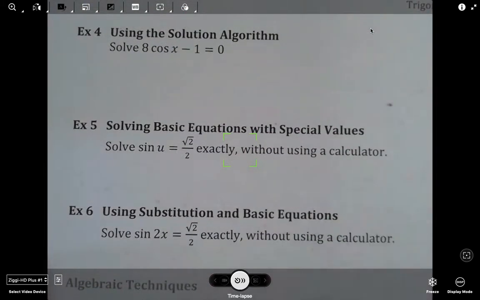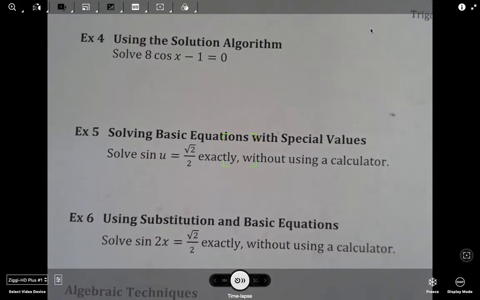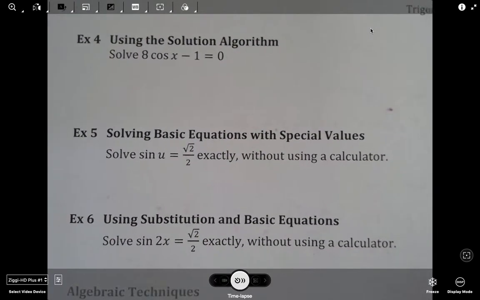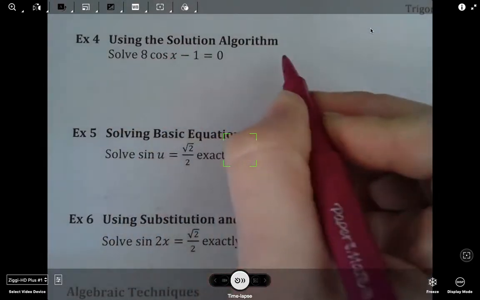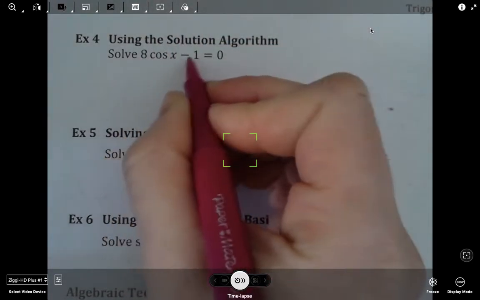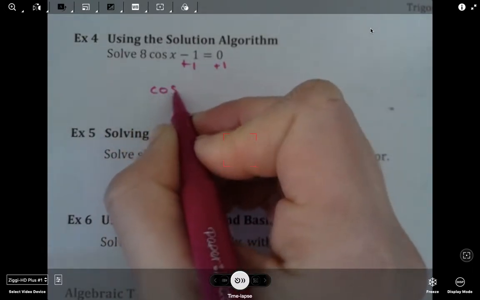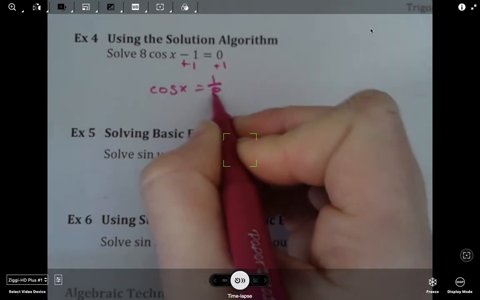Backside. Those front 3 problems were very, very, very easy. On the back side, it gets a little bit more complicated, okay? So you're solving for x. We want to get rid of everything except the cosine. So I'm going to add 1 and divide by 8. So basically cosine x equals 1 over 8, okay?